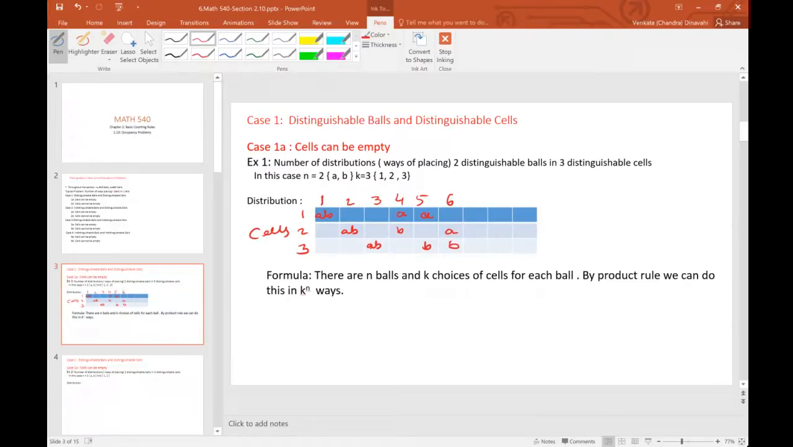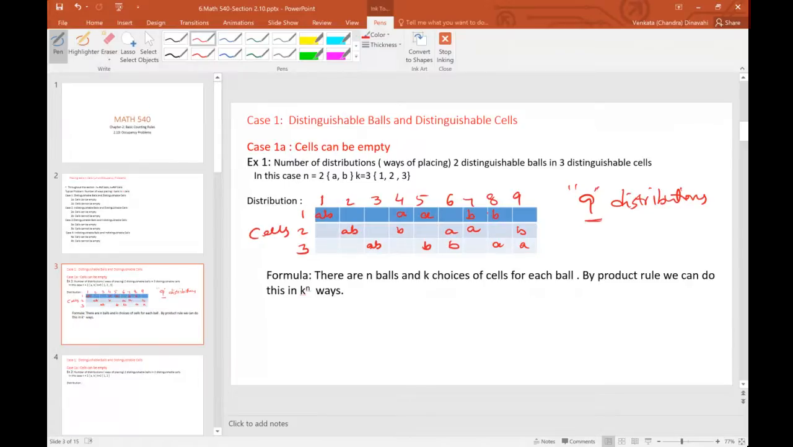Or since the balls are different, keeping A on the first and B on the second is different from B on the first and A on the second. With the same logic, B on the first and A on the third is different from A on the first and B on the third. So there are a total of 9 different distributions. So I can distribute 2 balls in 3 cells, if everything is distinguishable, in 9 different ways.